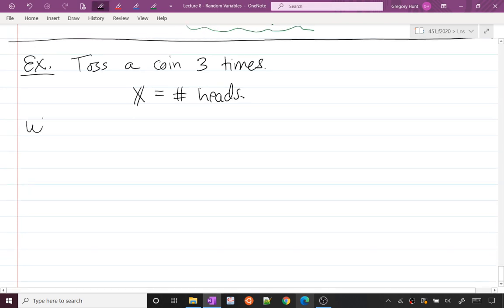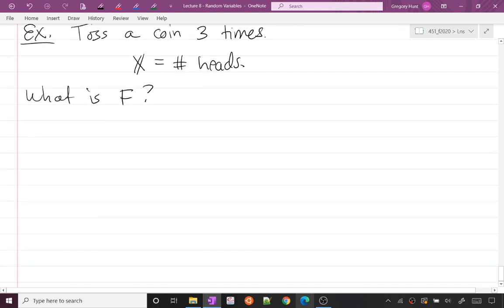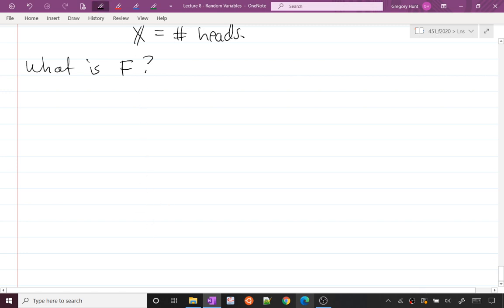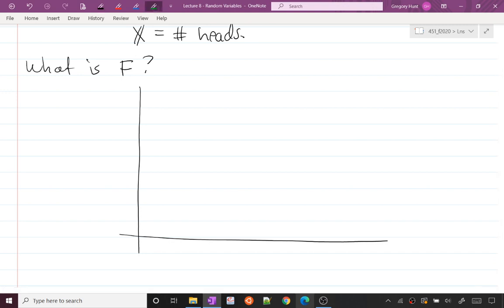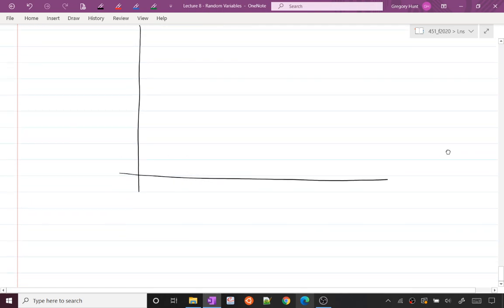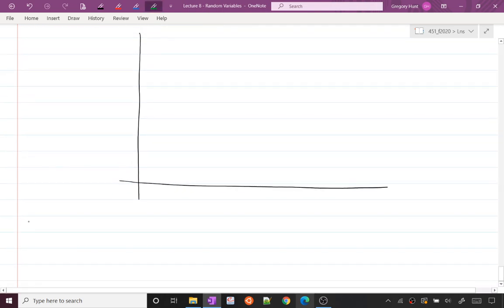So what is my CDF, F? What does it look like? Well, what do we know about F? F is a function, a real valued function. So we can draw a plot of it. Let's look at some different values for my plot. First of all, let's look at F of 0. Why not? F of 0 is the probability that the number of heads is less than or equal to 0.